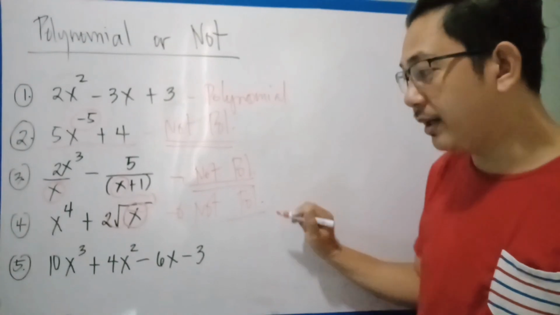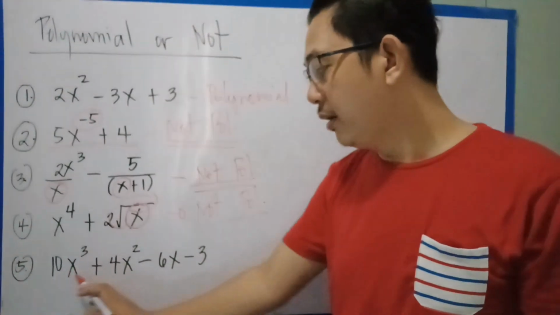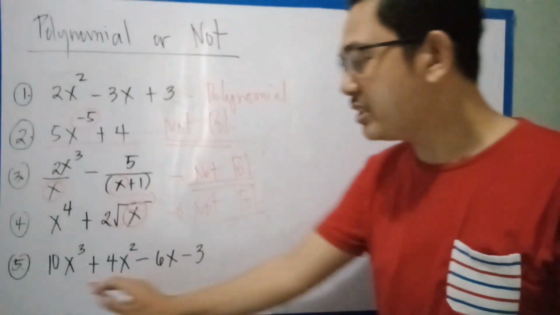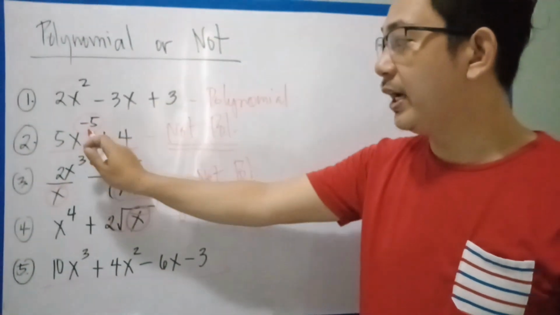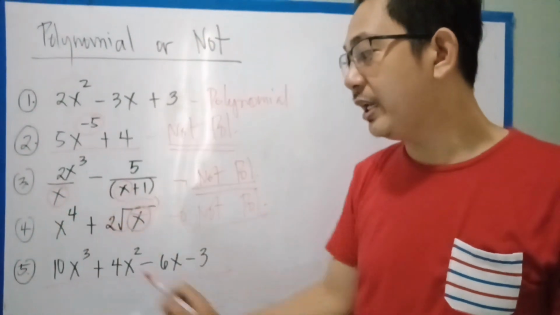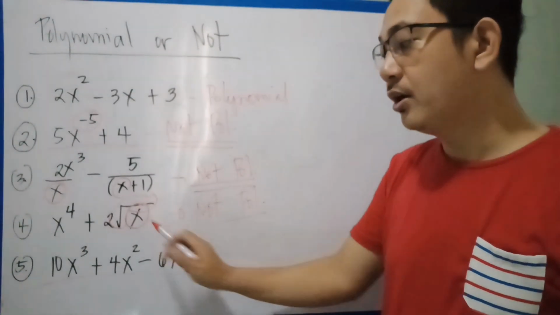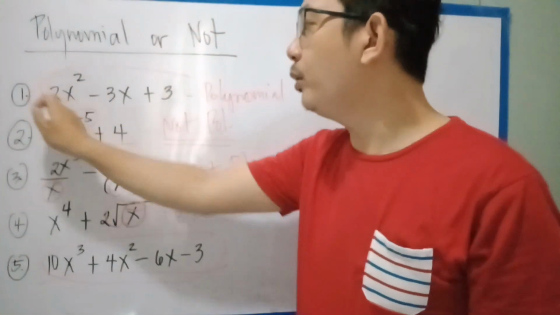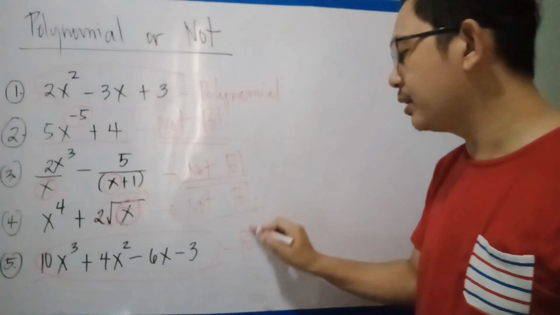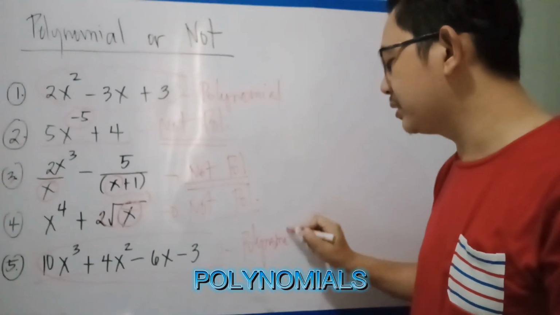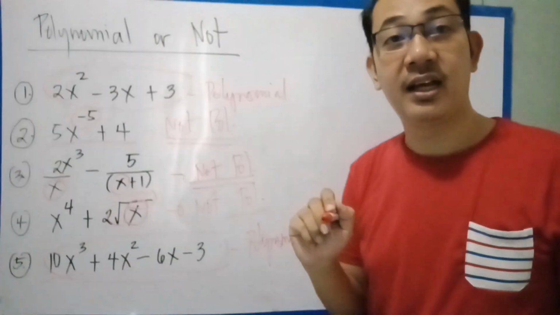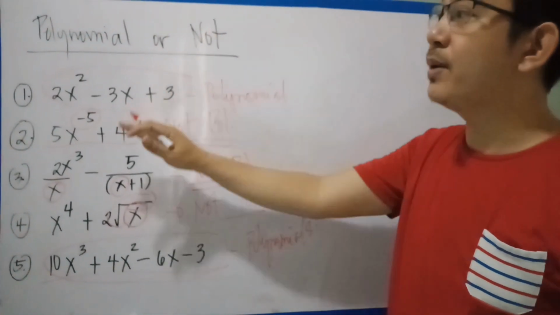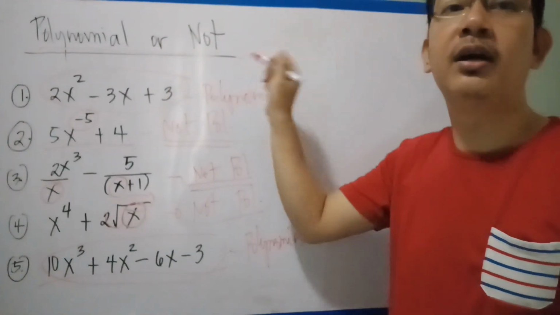And lastly, for number 5, we have here 10x cubed plus 4x squared minus 6x minus 3. So as you notice on this given example, there's no negative exponent, there's no variable on the denominator, and there's no radical sign. So therefore, we can say that example number 5 and example number 1 are both considered as polynomials. Did you understand, class? I hope the rules are very clear in identifying the given expression as polynomial or not.